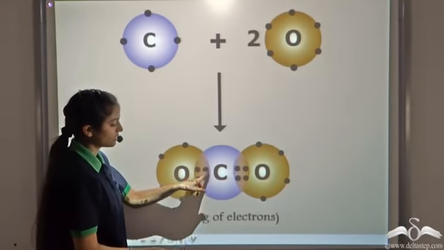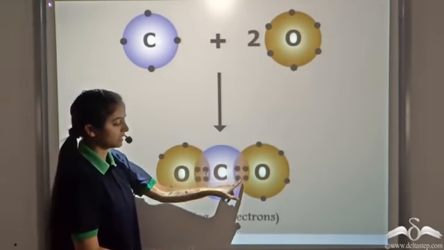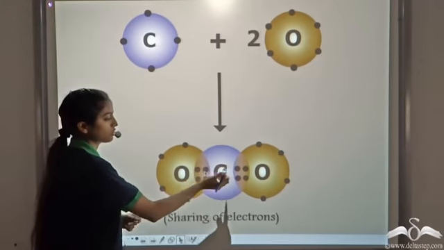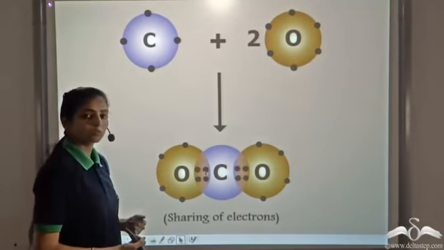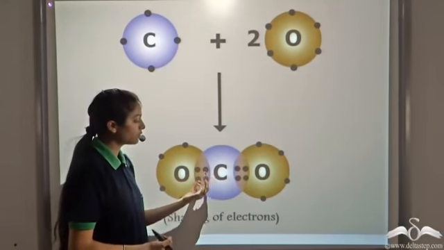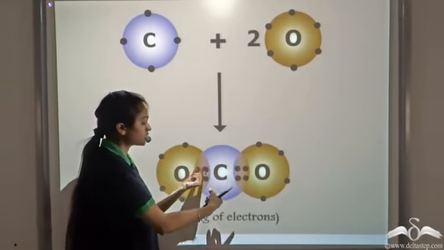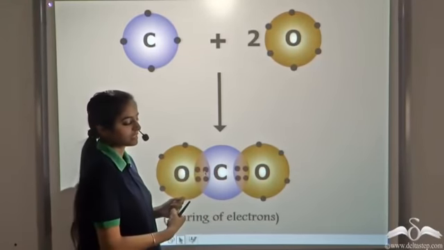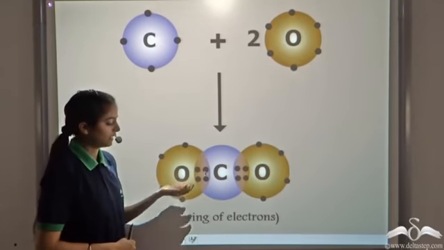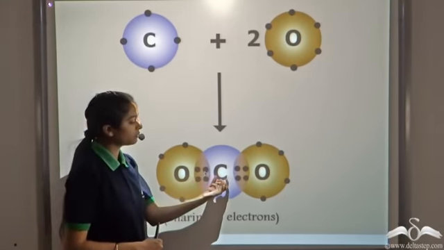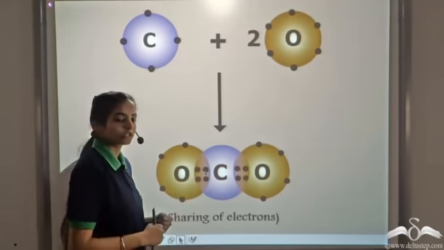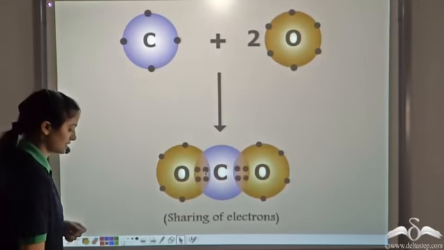Now both of them share 2 electrons each. So now carbon has 1, 2, 3, 4, 5, 6, 7, 8 electrons, and each oxygen atom also has 8 electrons. But now the problem is that one of them wants to pull the shared pair of electrons towards itself. Who do you think will win? Will it be oxygen who can pull the shared pair of electrons, or will it be carbon who can pull the shared pair of electrons? Let's try to answer this.